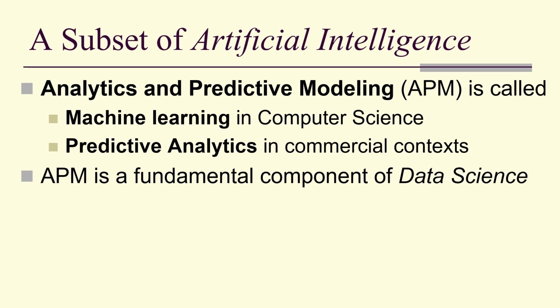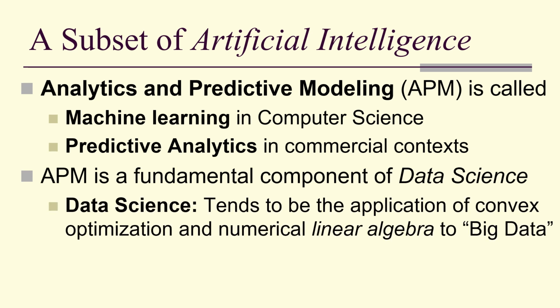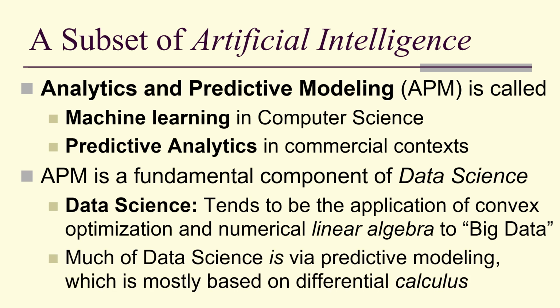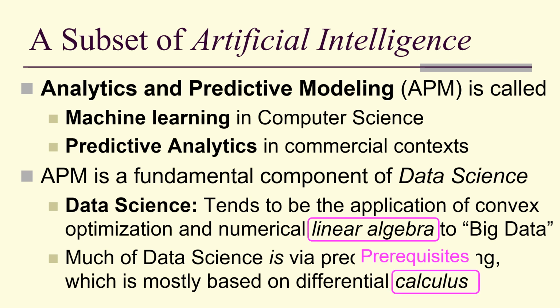APM, this abbreviation we'll use, is a fundamental component of data science. Data science is the application of convex optimization and numerical linear algebra to big data. And much of data science is via predictive modeling, which is mostly based on differential calculus. So notice linear algebra and calculus. These are prerequisites to this course.